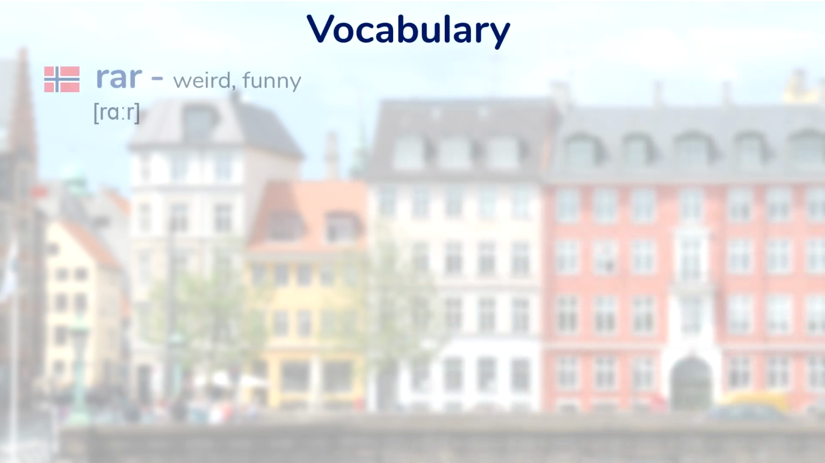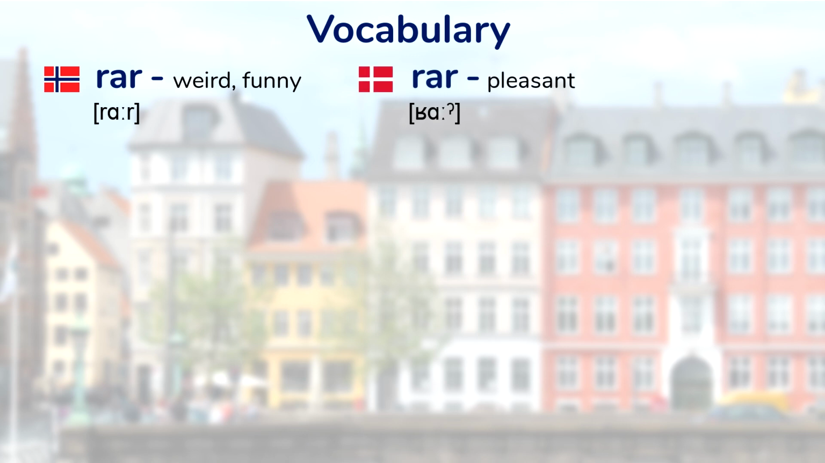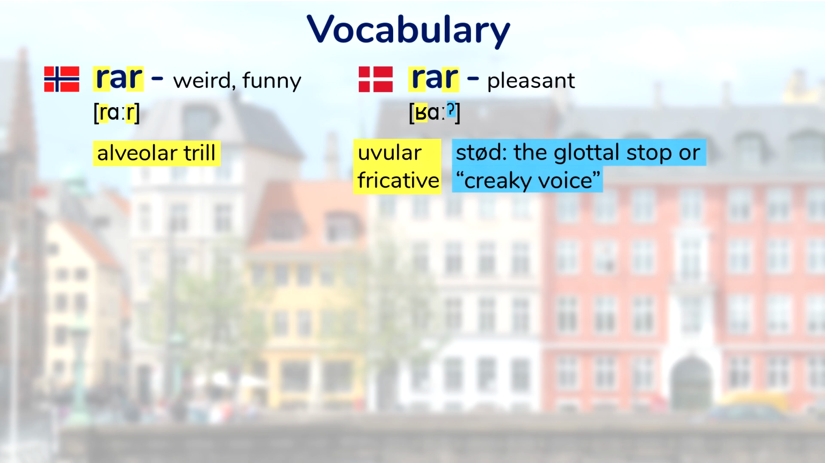In Norwegian, we have this word, rar, meaning weird or funny. In Danish, rar means pleasant. Also notice the difference in the R sound. In Norwegian, it's an alveolar trill. In Danish, it's a uvular fricative or approximant at the beginning of the word. And at the end of the word, it's silent. But in its place, we can hear stød, the glottal stop or creaky voice that appears in some Danish words. It's represented in IPA transcription by this symbol. Norwegian doesn't have this feature, but instead has distinctions in pitch accent.